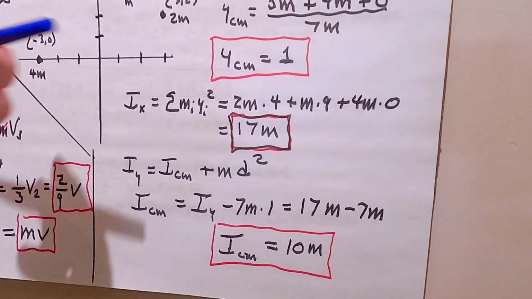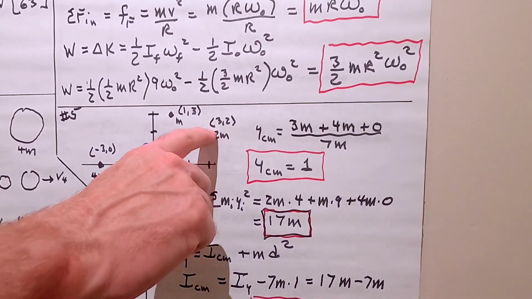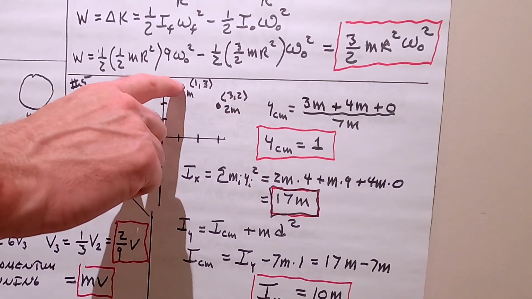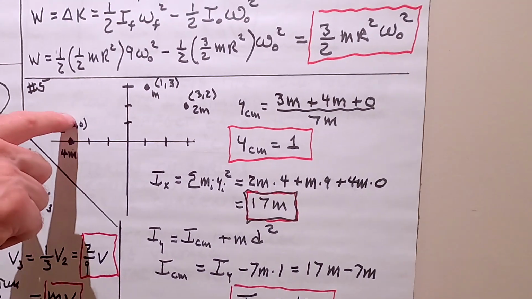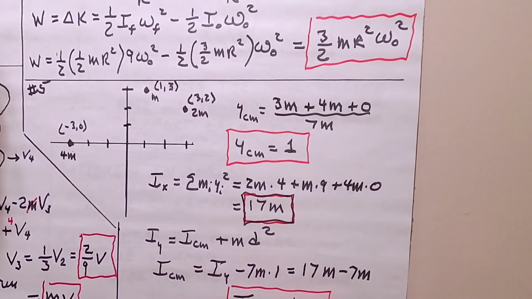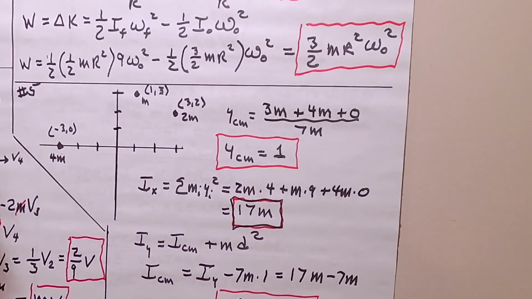Remember, we're finding it about this axis right here. If you wanted to, you could have just said it's this mass, but his radius is just 1 now, plus this mass, his radius is just 2 now, plus this mass times his radius, which is just 1 now. You would have come out with the 10m right there. Okay, so hopefully this test wasn't too bad.